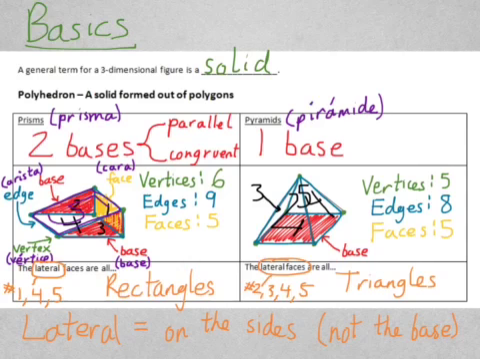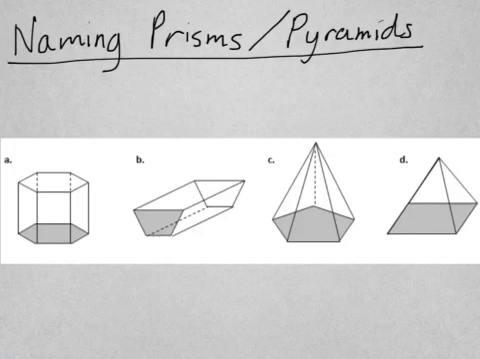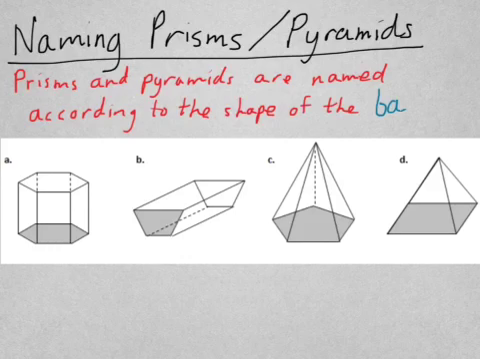Okay, so now let's talk about how to name prisms and pyramids. We name prisms and pyramids by the shape of their base. Okay? So if you can identify the base, then you can name it. Let's look at the first one. There's the base right there. What shape is it? Well, it's a hexagon.